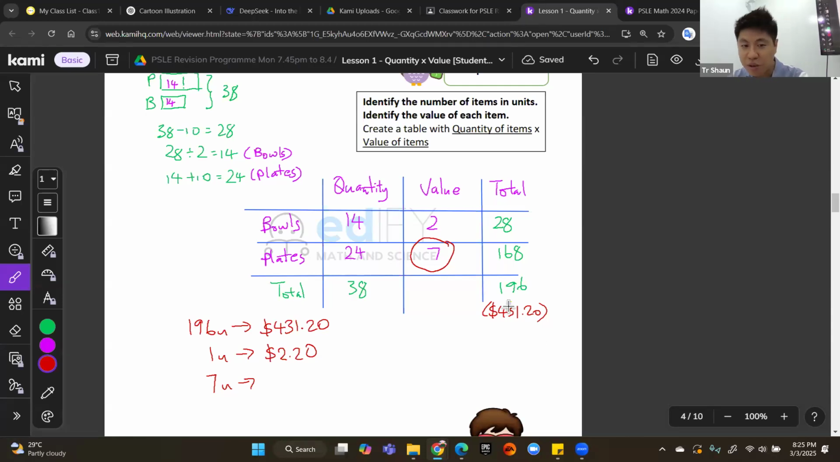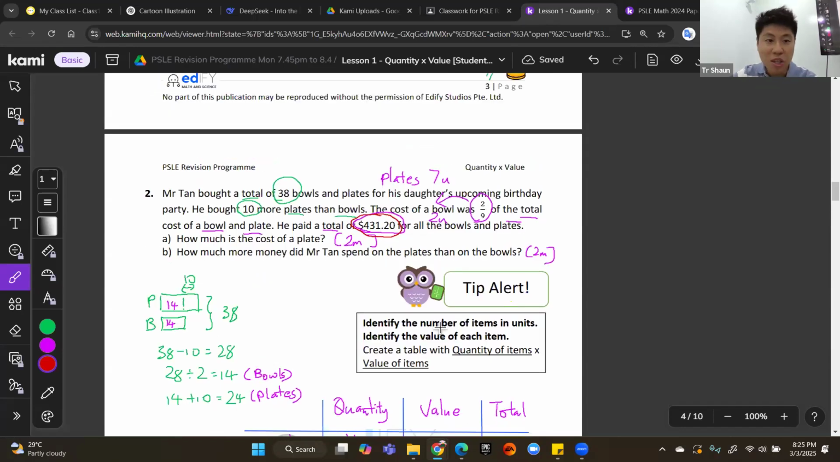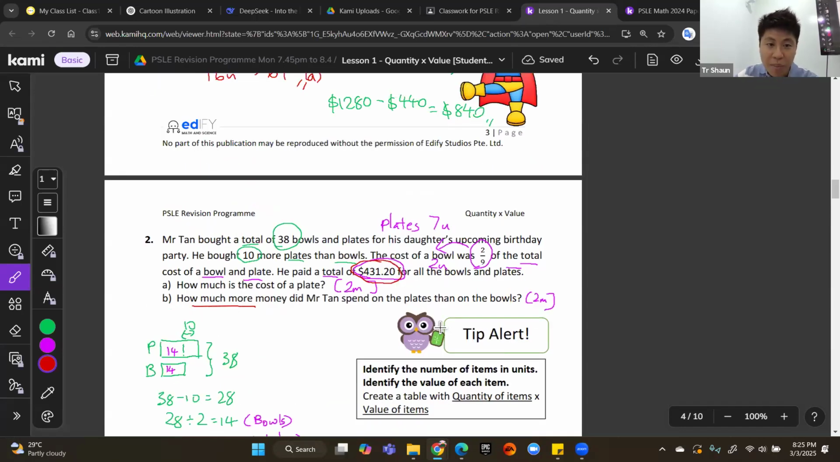So 7 units. I multiply 220 times 7. The answer is 1540. Okay, so that's A, 1540. Next, they say how much more money did Mr. Tan spend on plates than on bowls?